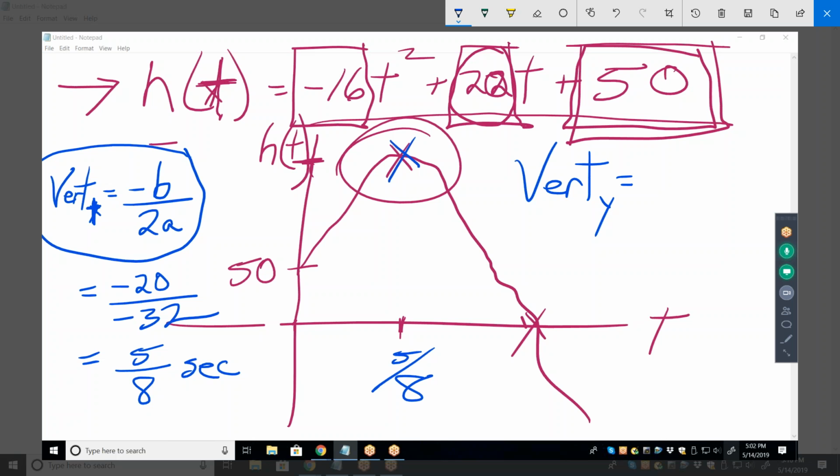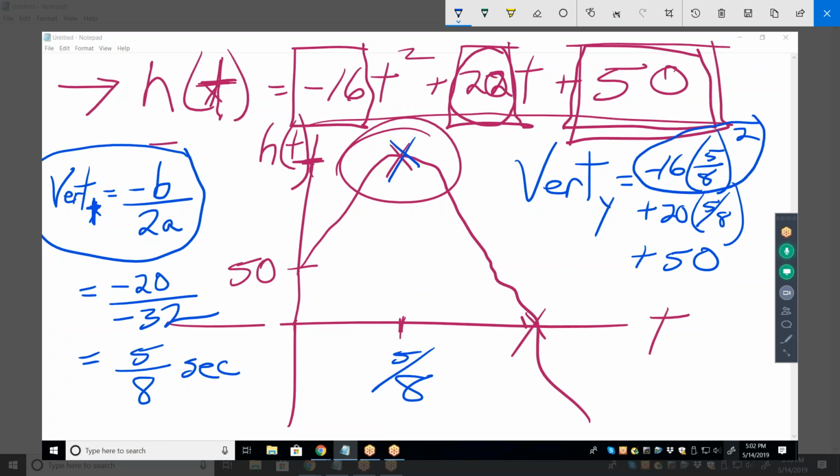Plug in to the original equation 5/8 for t. So you get minus 16 times 5/8 squared plus 20 times 5/8 plus 50. So you've got to do that math. Okay.